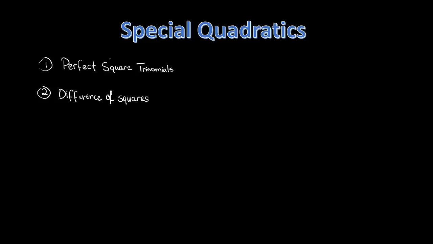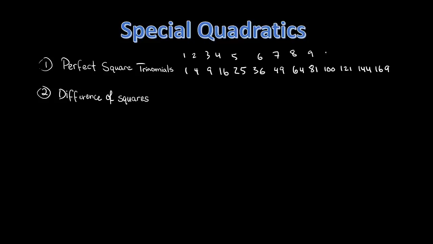Before we start talking about the perfect square trinomials, you should be looking at these numbers: 1, 4, 9, 16, 25, 36, 49, 64, 81, 100, 121, 144, and 169. It could be more, but I really don't know anything past that off by heart. What are these numbers? These are perfect squares of 1, 2, 3, 4, 5, 6, 7, 8, 9, and 11, 13, right?